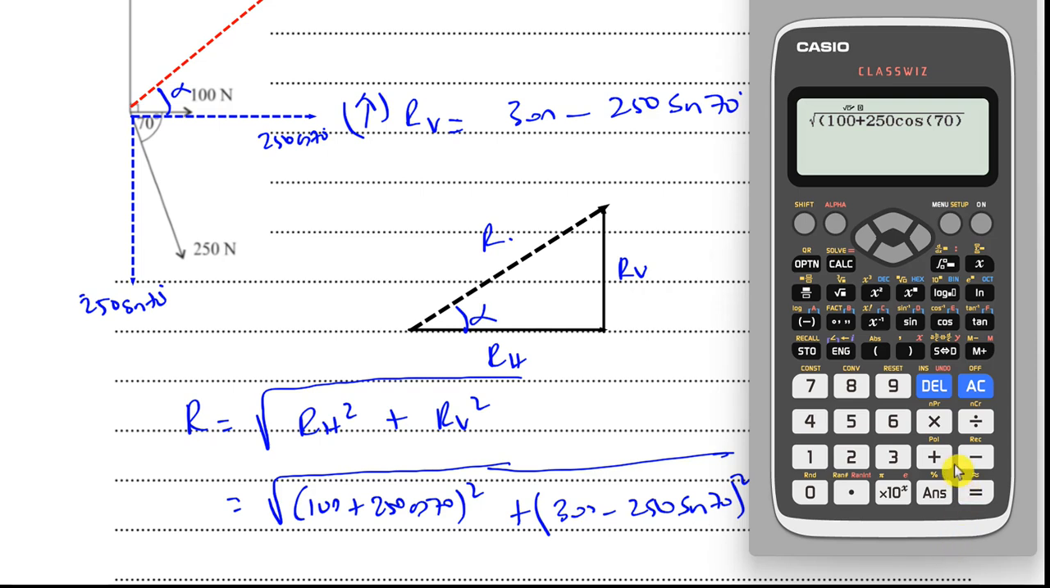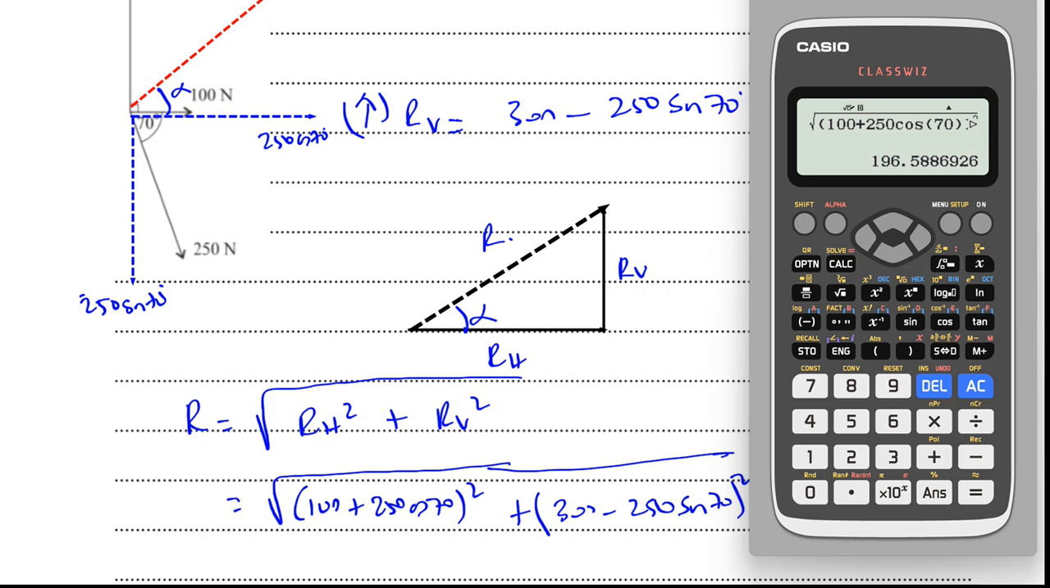Okay, and then we add to this in brackets. Oh, we forgot to square it. One second. Okay, so we need another bracket, and squared. Okay, and then we're going to do plus in brackets, we have 300 minus 250 sine 70, bracket for the angle, bracket for the bracket, squared. Okay, so this should give us our answer.